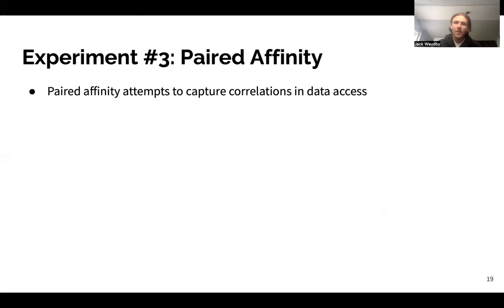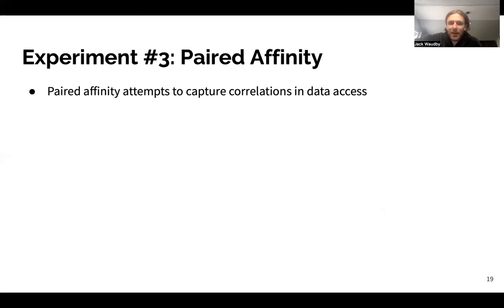In experiment number 3, we look at the scenarios in which multi-commit can outperform original commit. We call this experiment the paired affinity experiment. So if you remember earlier on, I said that when a distributed transaction is executing, it is basically selecting one other node in the database cluster at random.